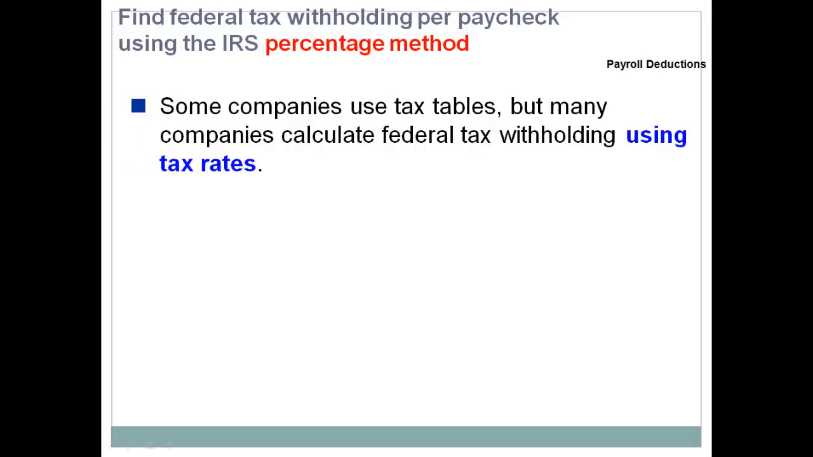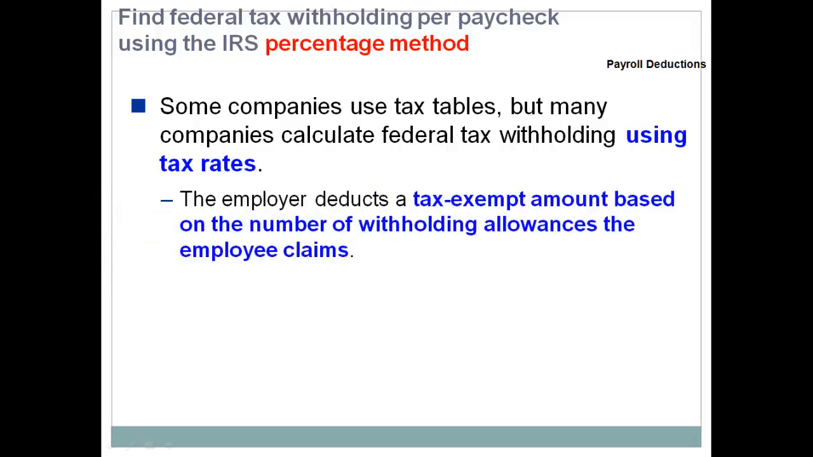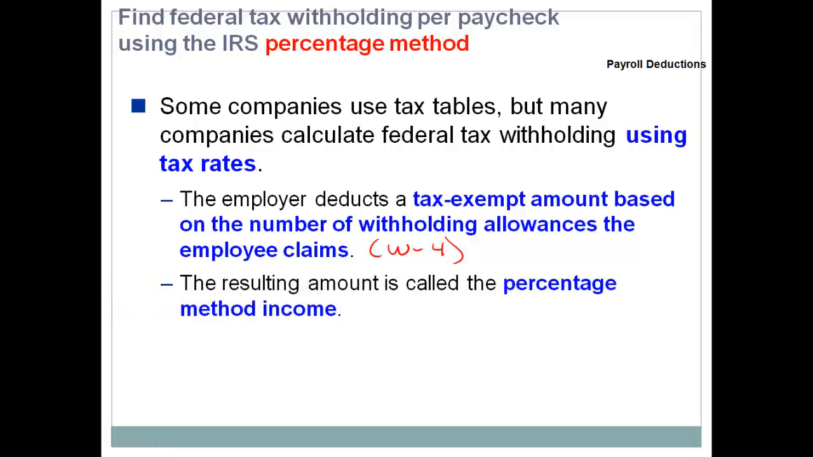Some companies use tax tables, but many companies calculate federal tax withholding using tax rates. So that's the rate we're going to use in this course. The employer deducts a tax-exempt amount based on the number of withholding allowances that the employee claims. And remember, you would claim those by filling out a W-4 form for your employer when you get a job. The resulting amount is called the percentage method income, and we're going to use that number and look it up in a table to see exactly how much tax should be withheld.